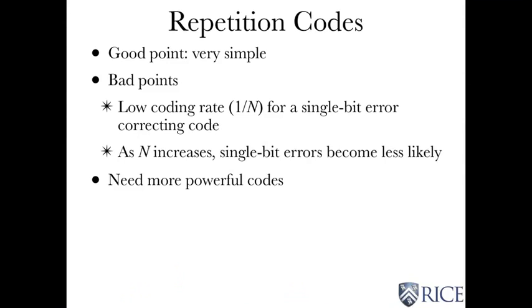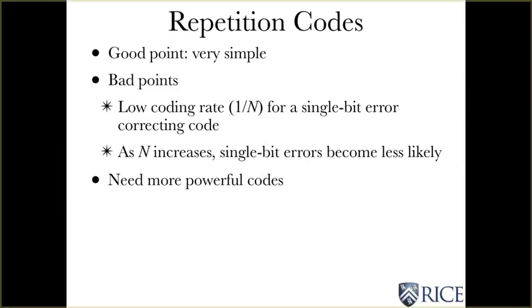So let's go over what a repetition code is. It's a very simple code, just repeat the bits, very easy to do, but it has some downsides. One, it has a very low coding rate, 1 over n. And we're going to discover in just a second an error correcting code that has a much higher rate and still corrects all single bit errors.